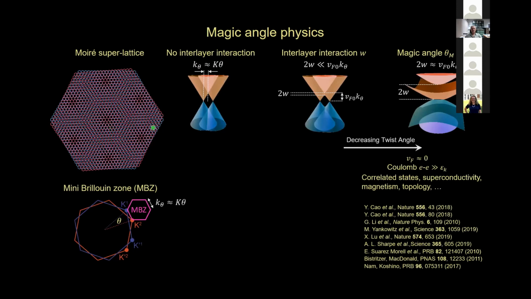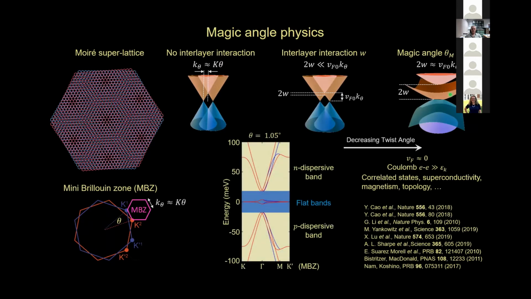I'll skip the description of the magic angle graphene physics following the beautiful presentation of Dima, and I'll just mention what one has to think of in this band structure when we're near magic angle, that we have flat bands separated by band gaps to dispersive bands, so this is the N dispersive band, and this is the P dispersive band, and it takes 4 electrons to fill the flat band, or 4 holes to empty the flat band.